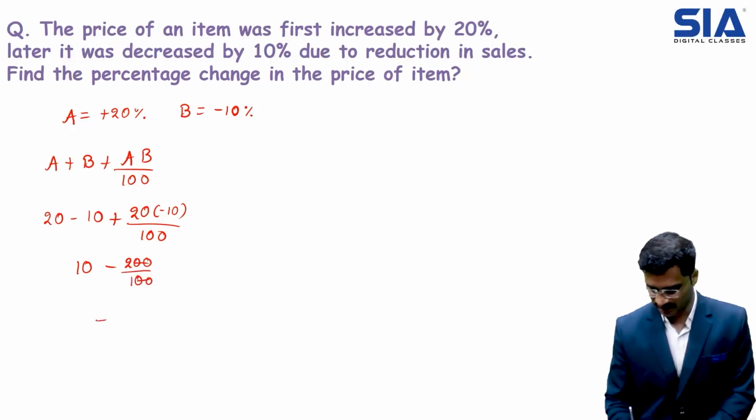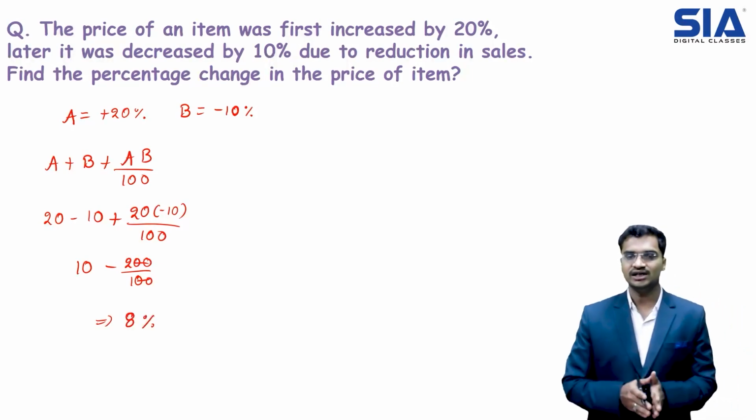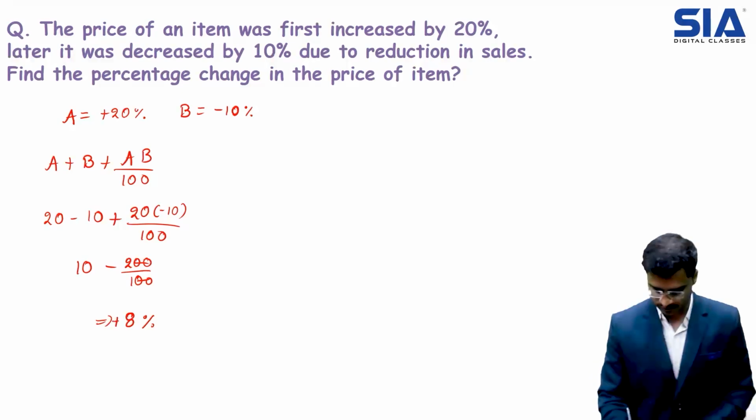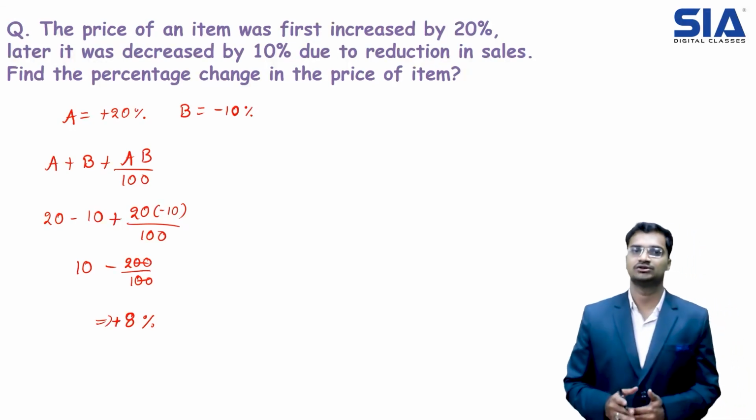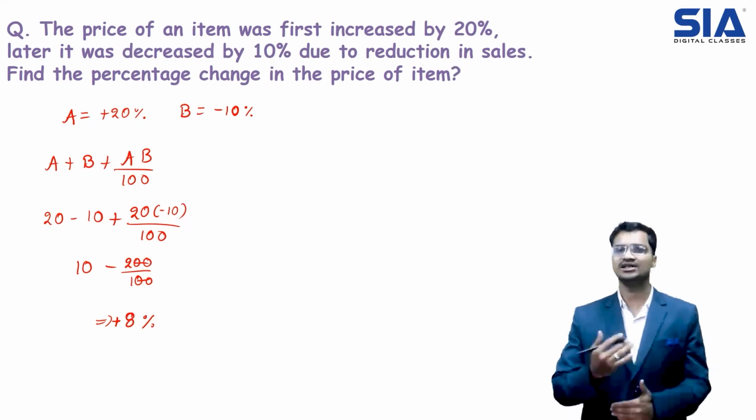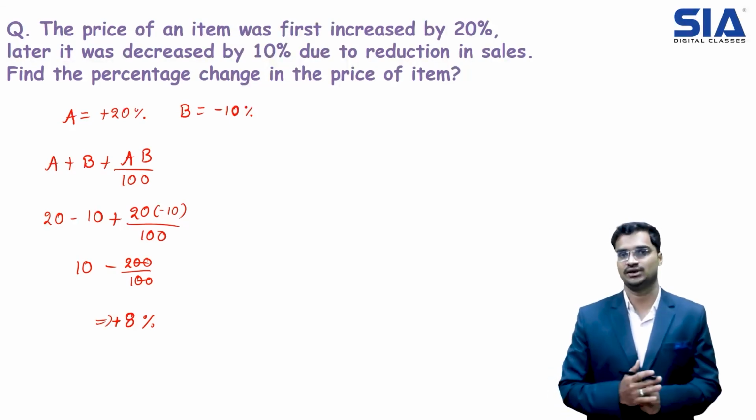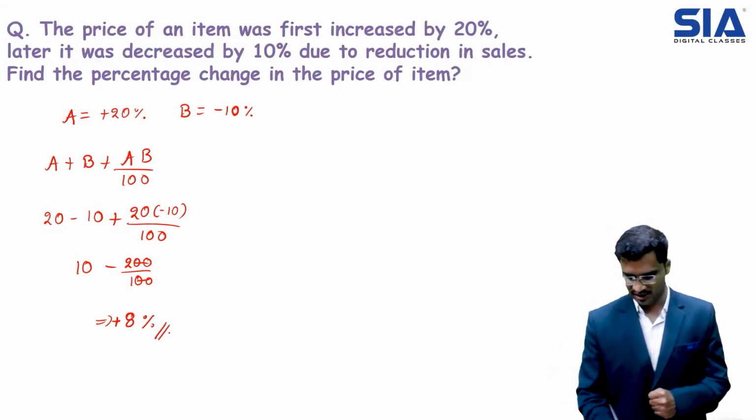0 gets cancelled. 10 minus 2. 10 minus 2 is what? 8%. So here the effect is plus 8%. So I can say that there is an increase of 8% in the net effect. So our answer is plus 8%.